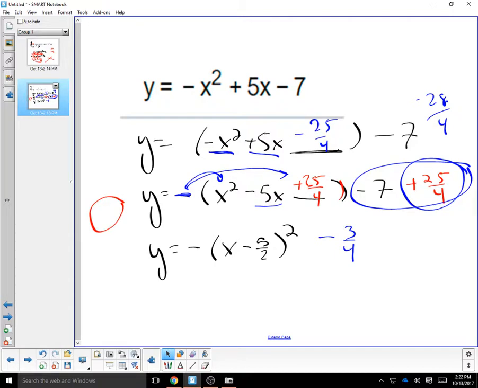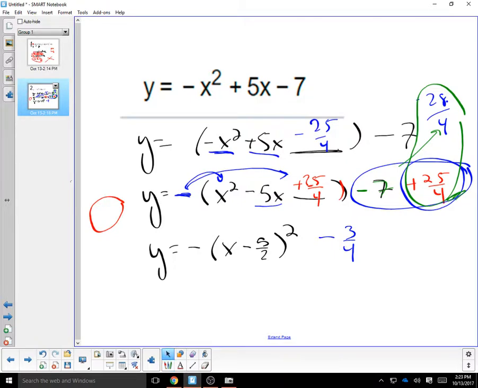How would you get 28? Hold on, let's finish this one first. The negative 28 over 4? Where did that come from? Well, this 7 right here. Do you see it? There's a minus 7 here. We needed a denominator of 4 so we can combine it with the 25/4. So that's negative 28/4. Now I can combine them because they have the same denominator. So negative 28 plus 25 is negative 3, right?